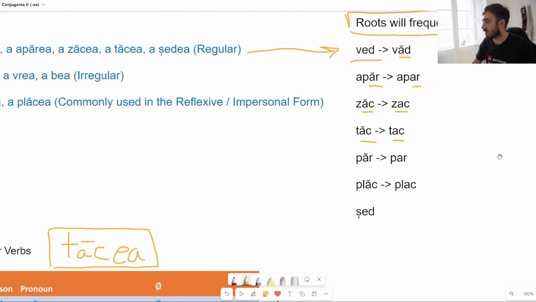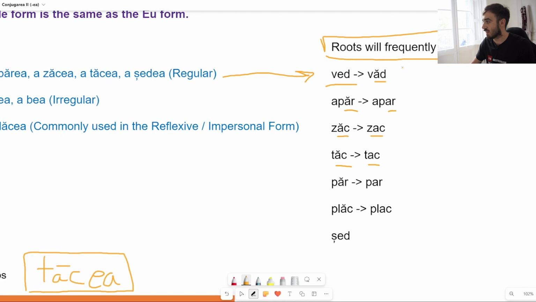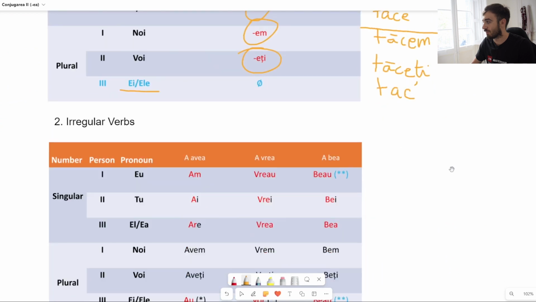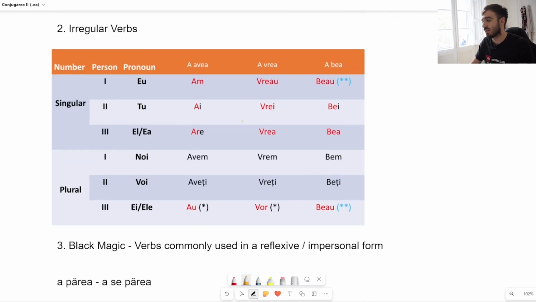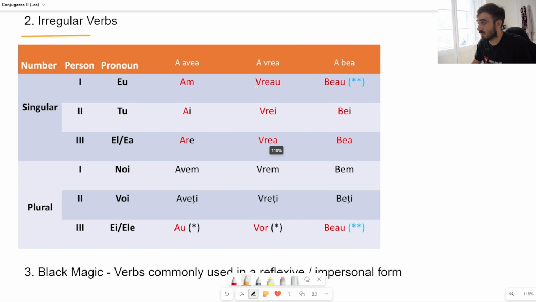That's pretty much it. The same rule applies to all verbs here on the right. Now moving to the irregular verbs. Here there's not much to talk about regarding the way they conjugate, because they are irregular, right? That's what irregular means. They are different from any pattern or rule that was commonly used in previous conjugations. There are some things to be aware of and some patterns that still stay. Let's have a look at avea.